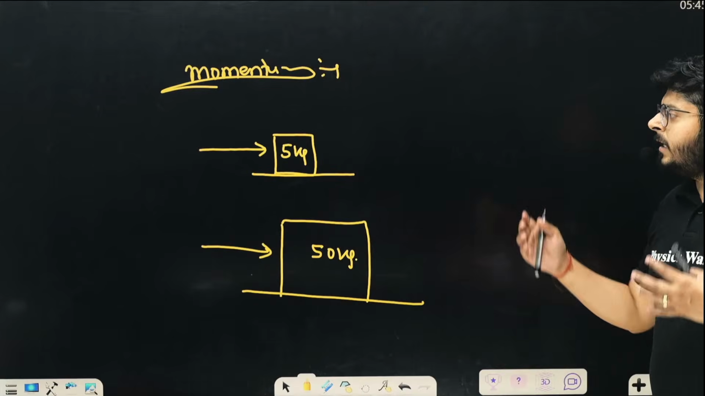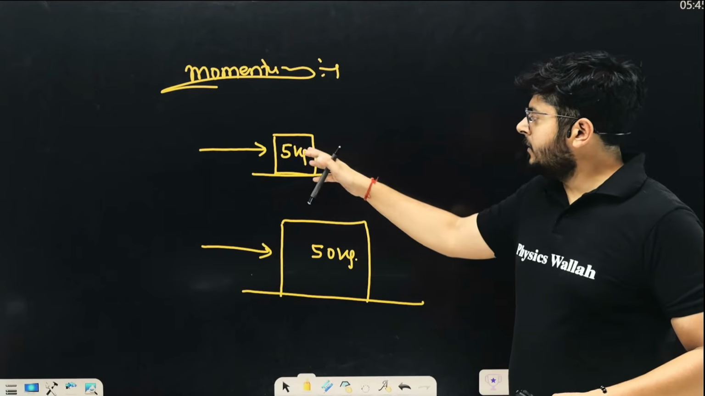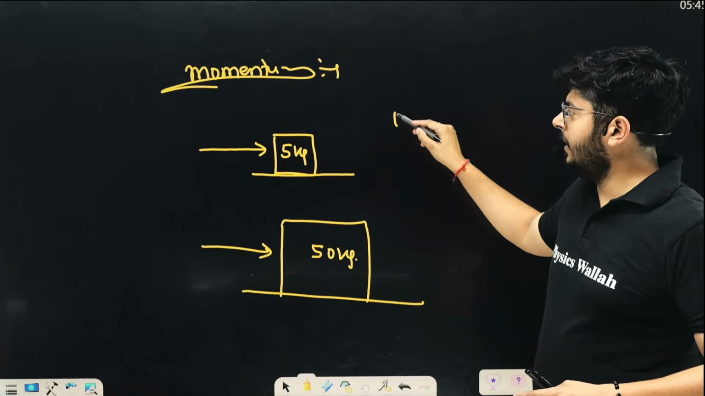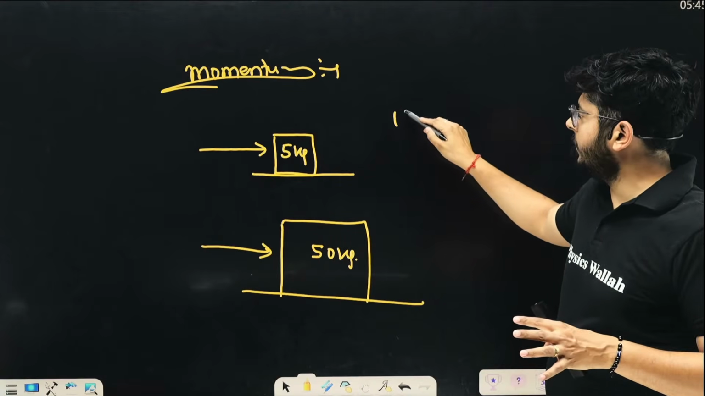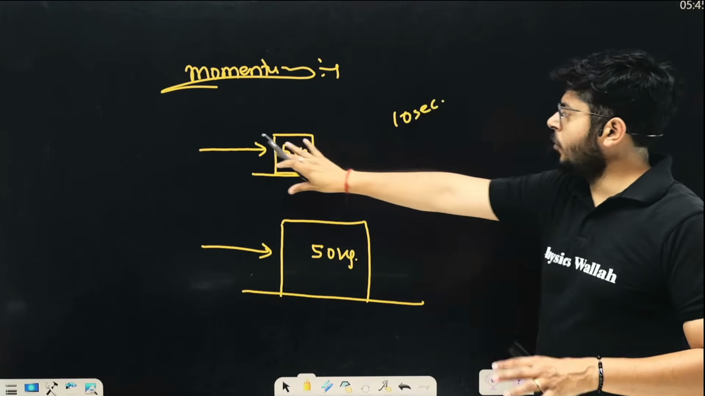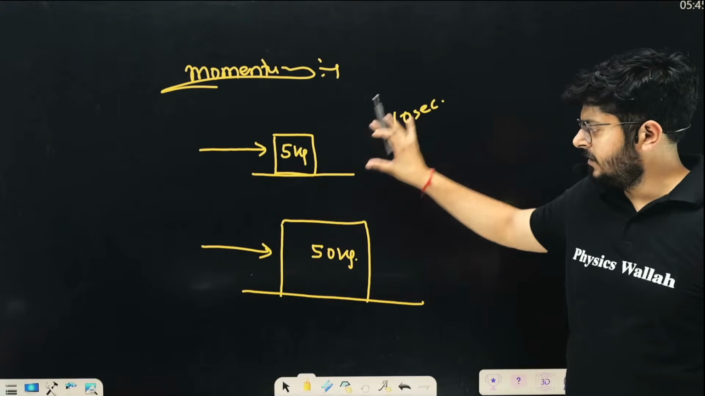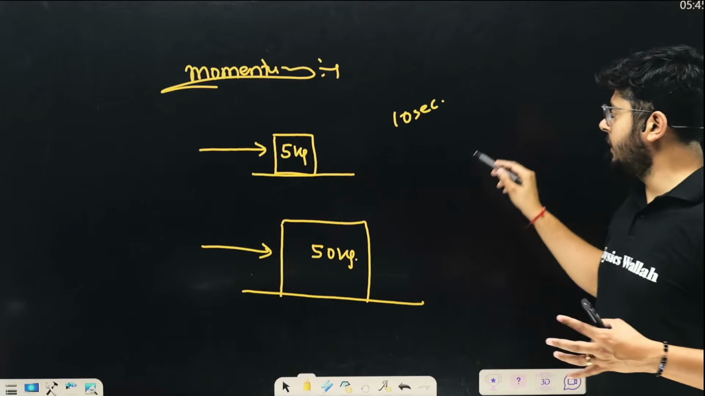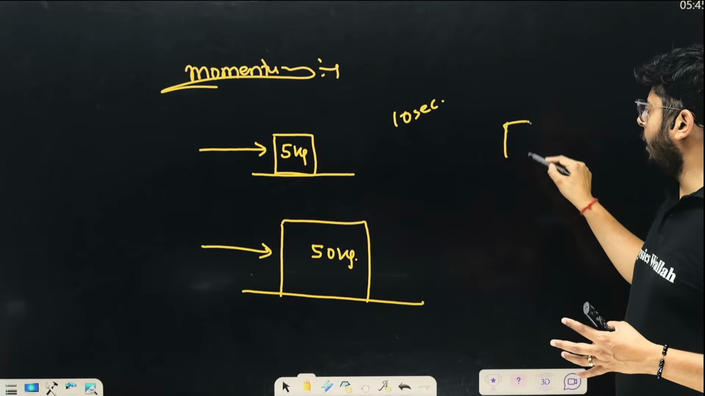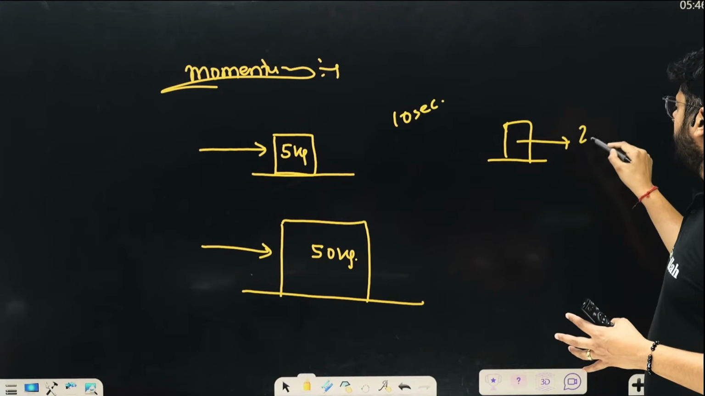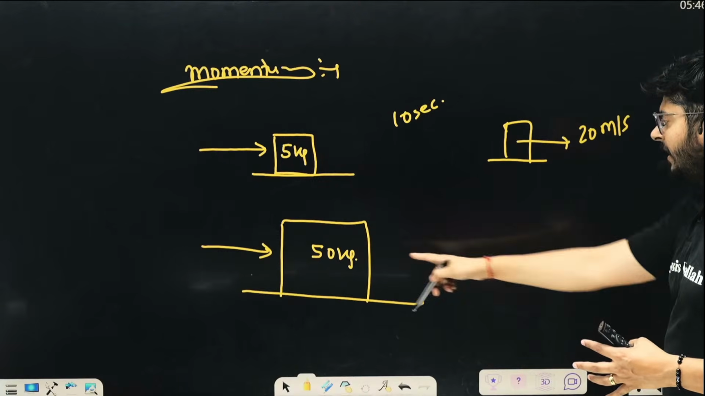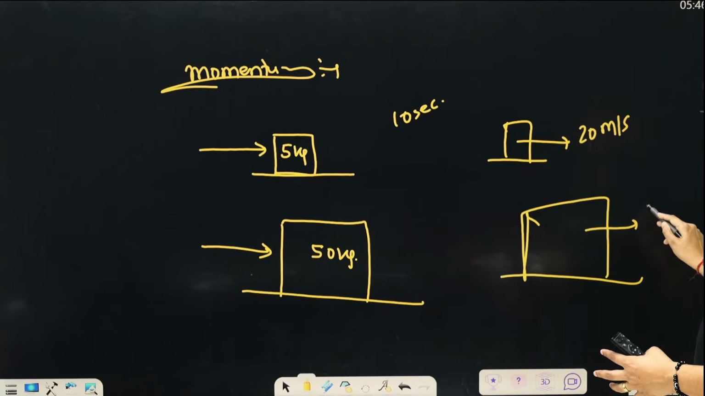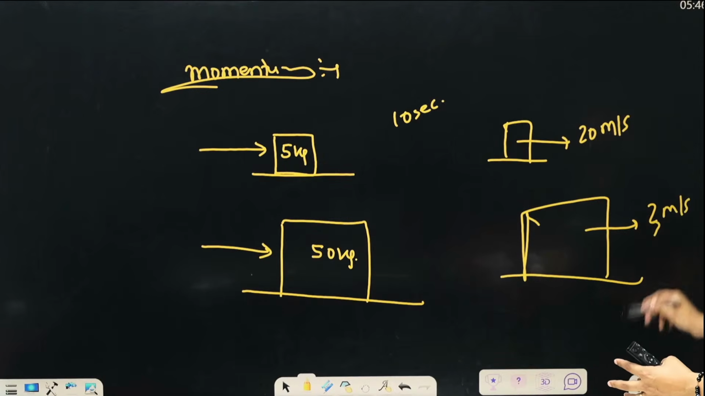Now, to know the effect of force, I saw that the first body started moving with a velocity. Let's say I'm observing this after 10 seconds, right? So the force was acting on the smaller body for 10 seconds and on the larger body for 10 seconds, right? After 10 seconds, I observed the smaller body is now moving at 20 meters per second. But the larger body after the same amount of time is not moving as fast. It is only moving at 2 meters per second or 3 meters per second, right?